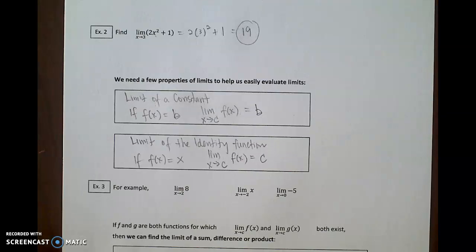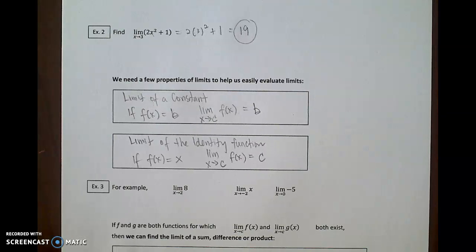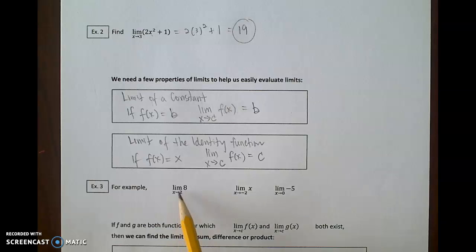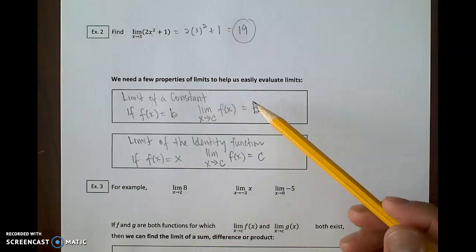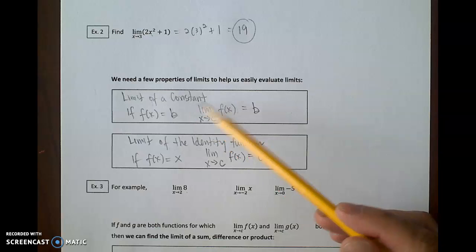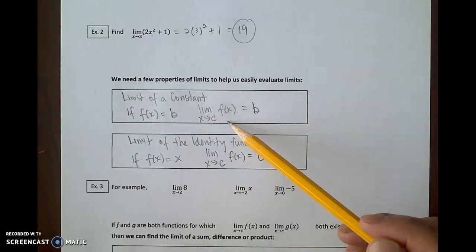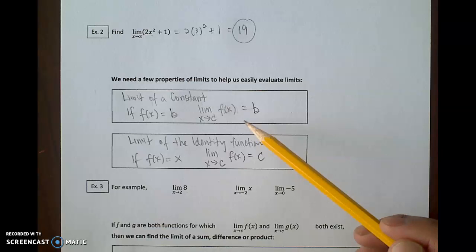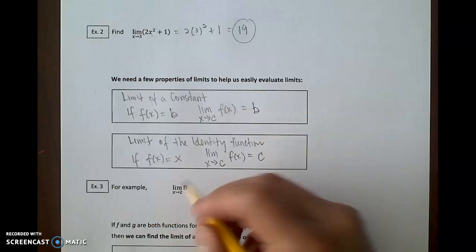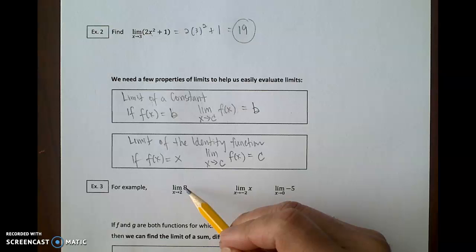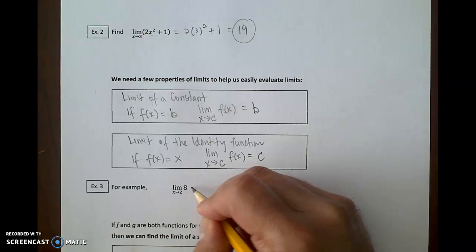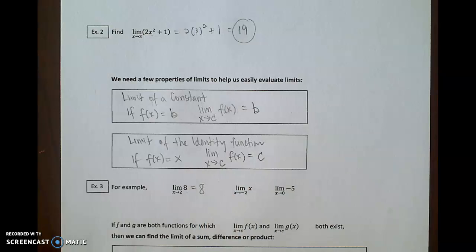Okay, so let's go over a few examples that will use these properties. Finding the limit of this function that is defined by this constant 8 as x approaches 2, and using the first property, finding the limit of a function that's a constant. According to that property, the limit is just that constant value. So the limit of this function that is defined by this constant 8 as x approaches 2 is just 8.